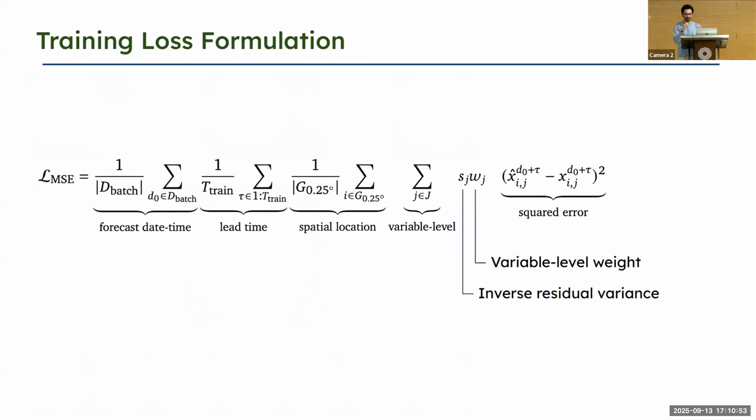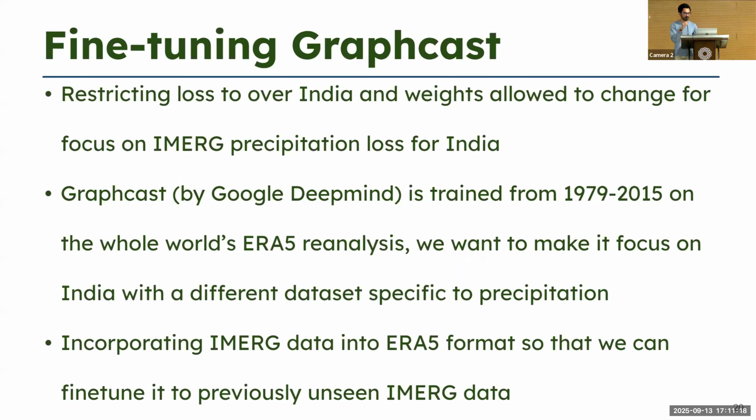They also have a variable level weight because for each variable, they assign a weight to that variable, which is something that we come back to in the fine tuning process. And we also have the area of the latitude longitude grid cell, which is just the area of each particular grid cell. And of course, we have the squared error between the predicted value at a particular latitude longitude ij for this particular training batch at a particular lead time tau. Now, fine tuning GraphCast, what we do is we just restrict.